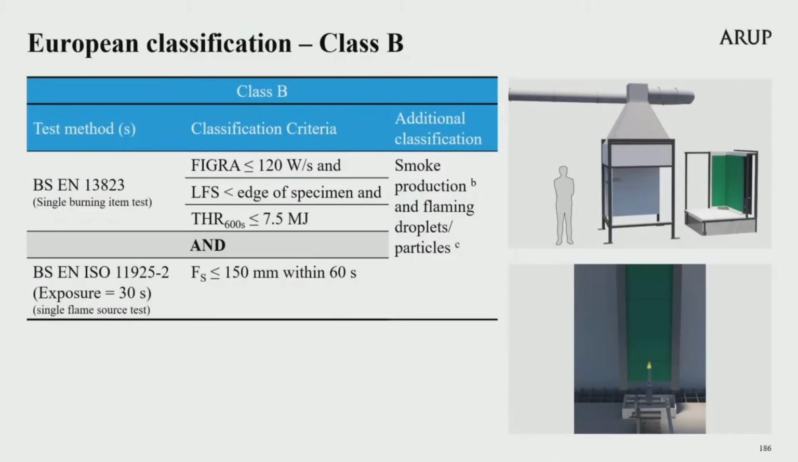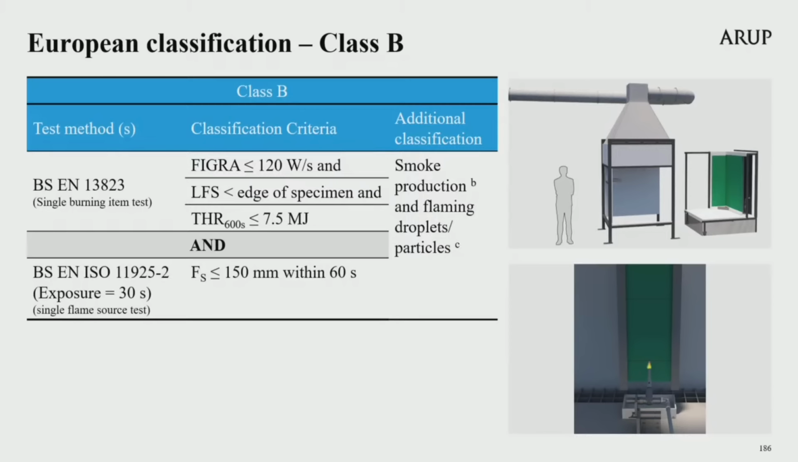The next European classification is Class B. From European Class B downwards, there is a different set of test combinations required. The non-combustibility test and the bomb calorimeter are no longer used, and the remaining classifications rely on the single burning item test and the single flame source tests only.